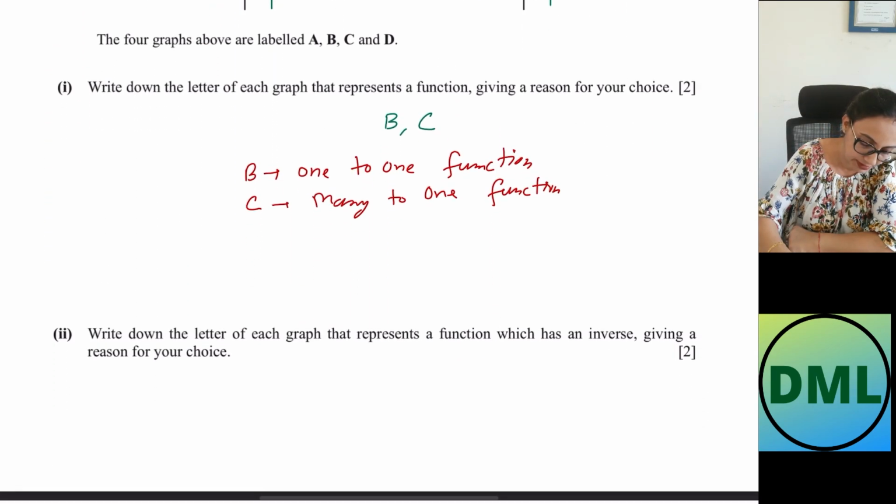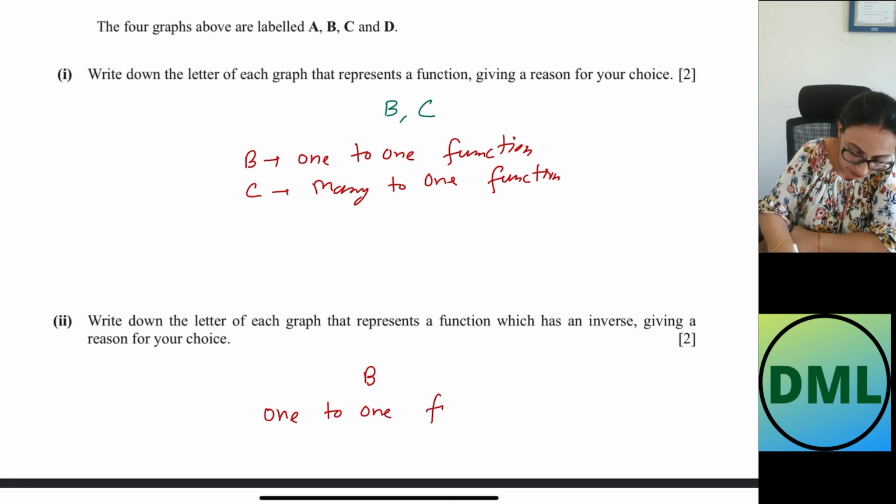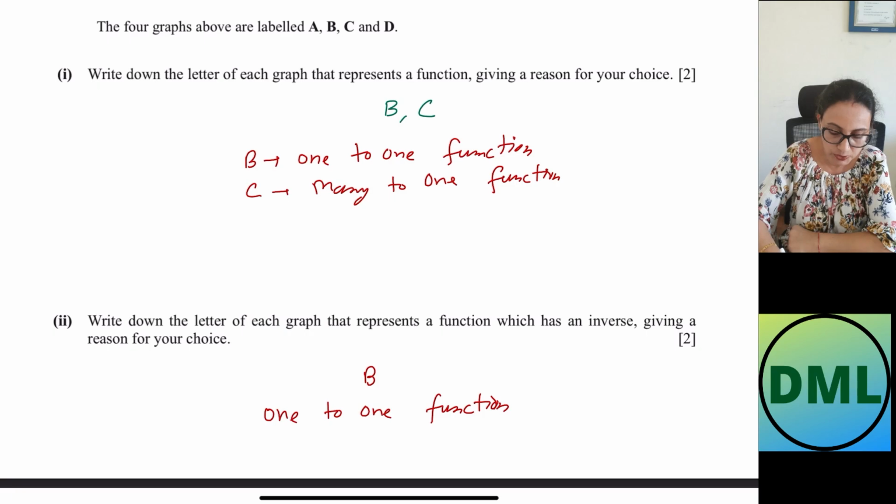Let's write down the answer. So here my answer will be B. What is the reason behind that? The reason behind that, this is one-to-one function. That's my reason behind it, because only for one-to-one function the inverse is possible.